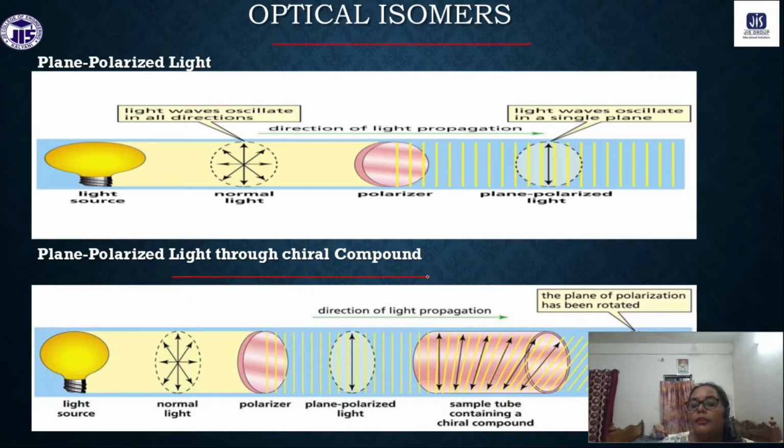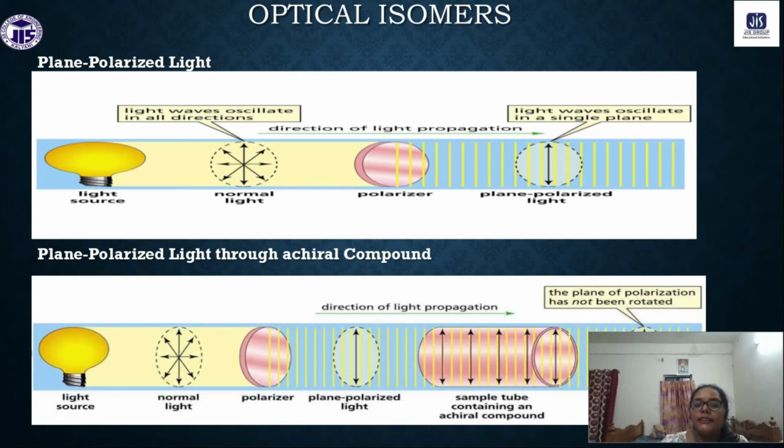Generally, if we pass plane polarized light through a chiral compound, what will happen? The pathway of the plane polarized light will be deviated. It can be rotated clockwise, or it can have anti-clockwise rotation. So these are some of the properties that we have for chiral compounds.